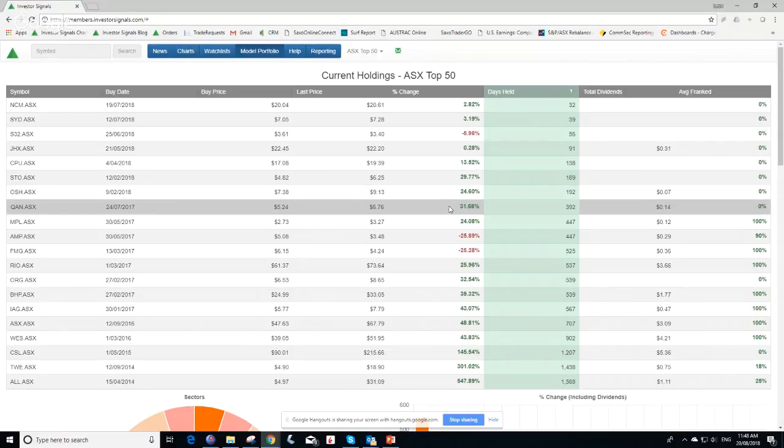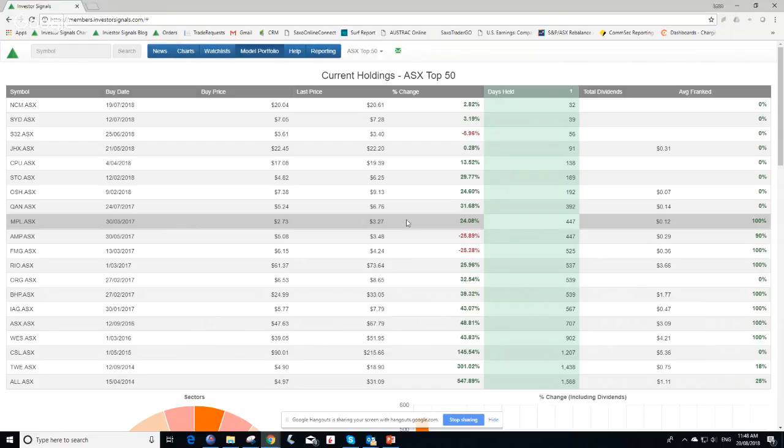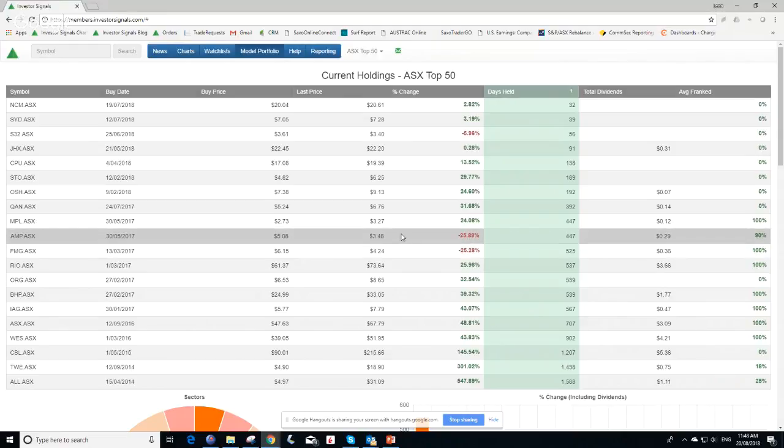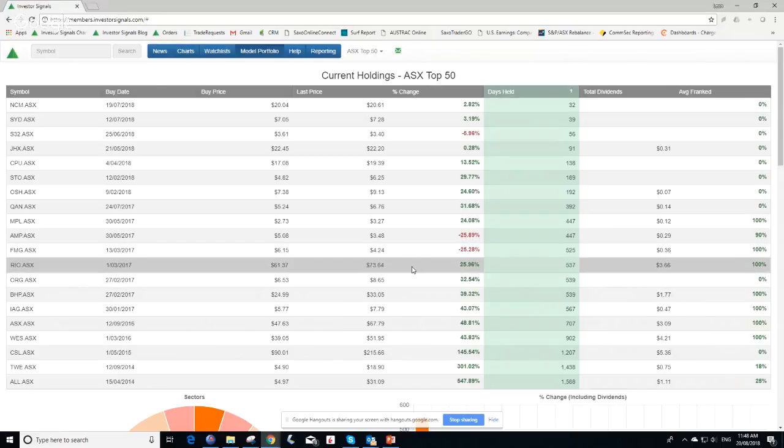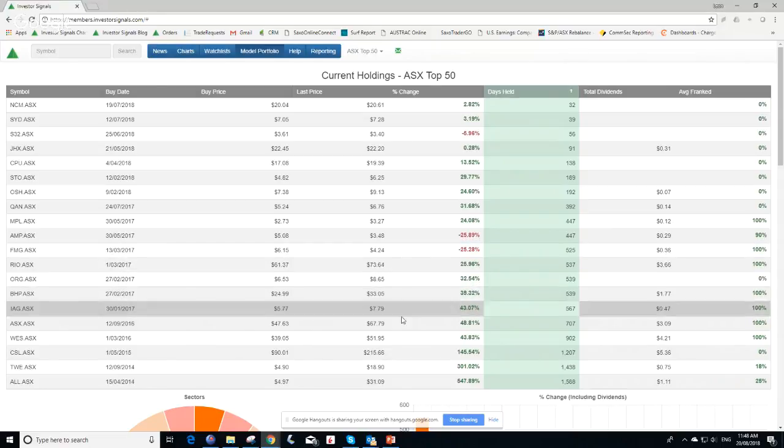Qantas up 31% since it was added. Medibank, I think, is getting a little bit expensive where it is at the moment, but it's up 24%. The two underperforming stocks in the model by a wide margin remain AMP and Fortescue. And then obviously we get down to Rio, and you can see the performance of the other names there that have done very well.